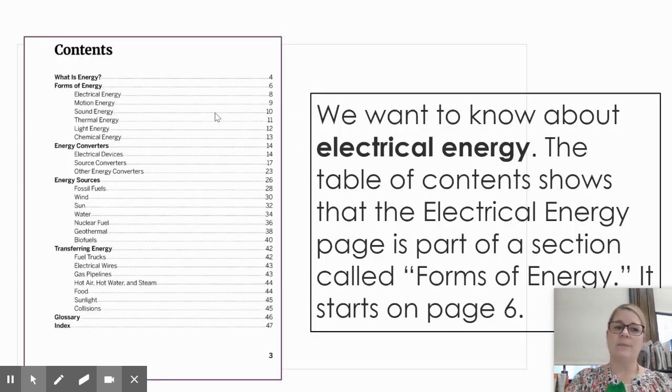So now, specifically, we want to talk about electrical energy. So I'm going to go back to my table of contents, which tells the reader where to go, what pages to begin on when we're looking for specific information. So electrical energy. I'm like, oh, absolutely. I see electrical energy here on page 8. Forms of energy on page 6. So let's go to page 6.